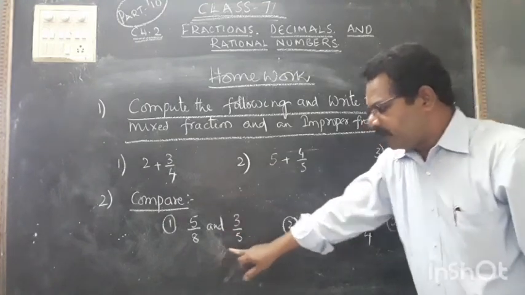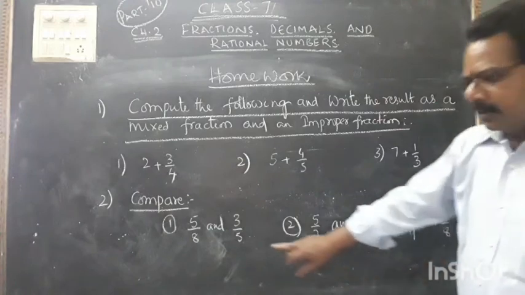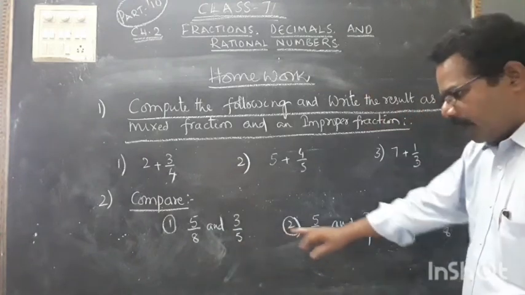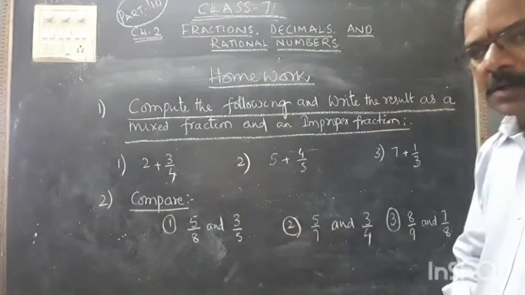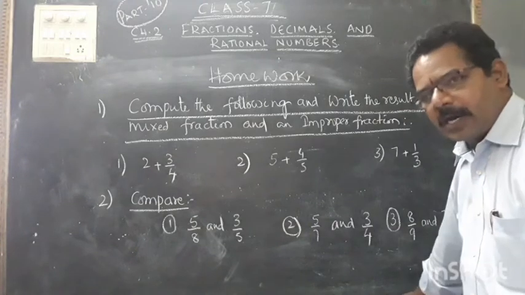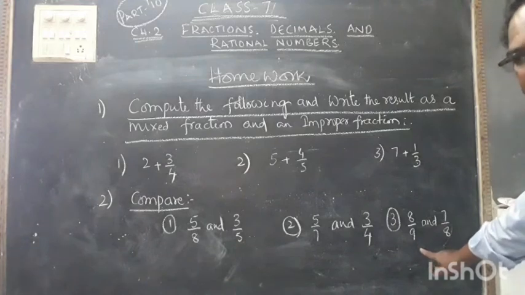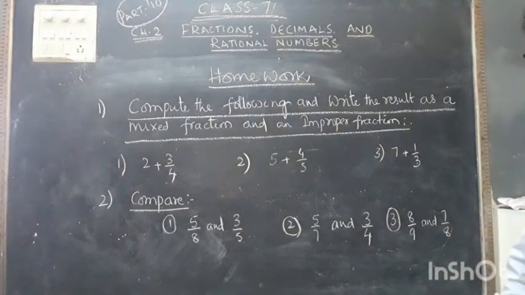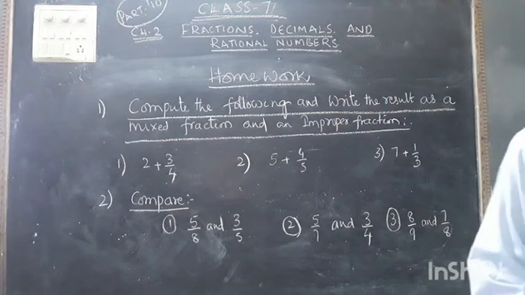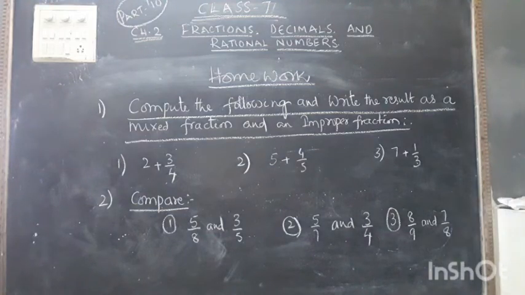Second one, which one is bigger? You have to compare 5 by 8 and 3 by 5. I have given you, you have to find out which one is bigger and which one is smaller. Second one, 5 by 7 and 3 by 4. And third one, 8 by 9 and 7 by 8. Okay. Please pause the video and note down the questions. After that, you have to do the sums in a practice book or homework book, and I will check it.